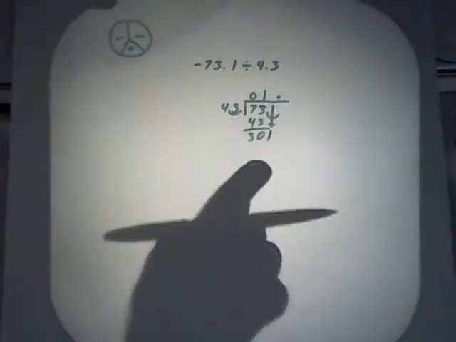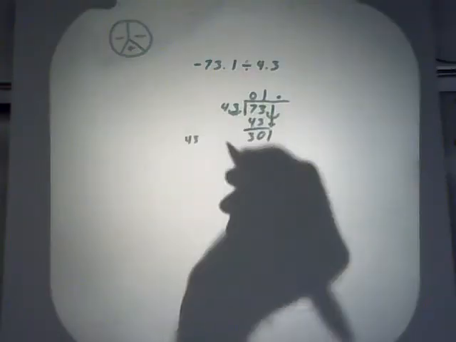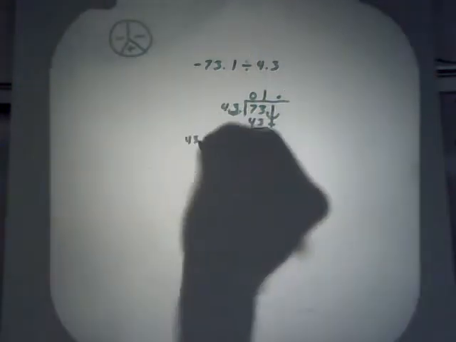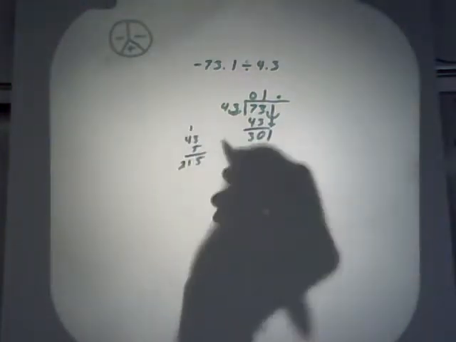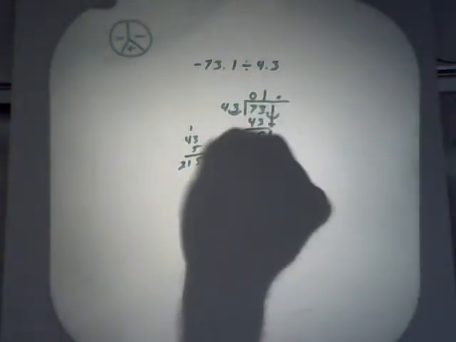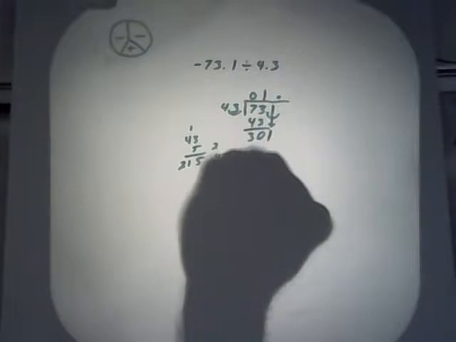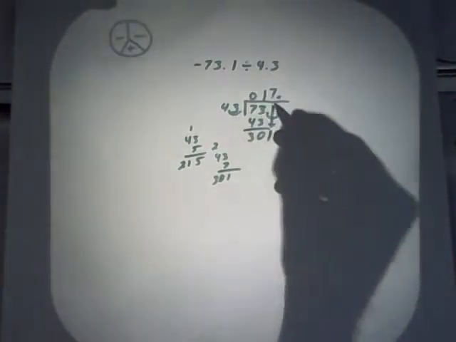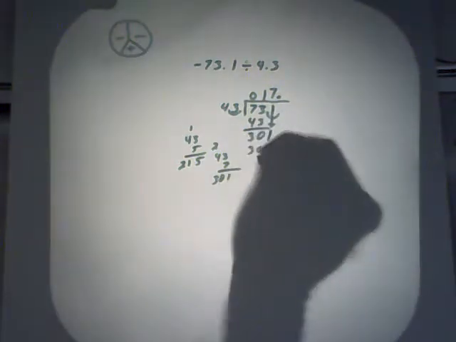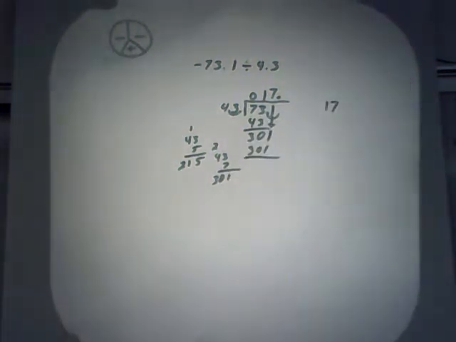How many times do you think 43 goes into 301? Someone take a guess. Okay, I heard 5. 15, 20, 21. That's 210. Let's try 7. I heard someone else say 7. 28, 29, 30. Bingo, 7. 7 times 43 is 301. And then my answer is 17.